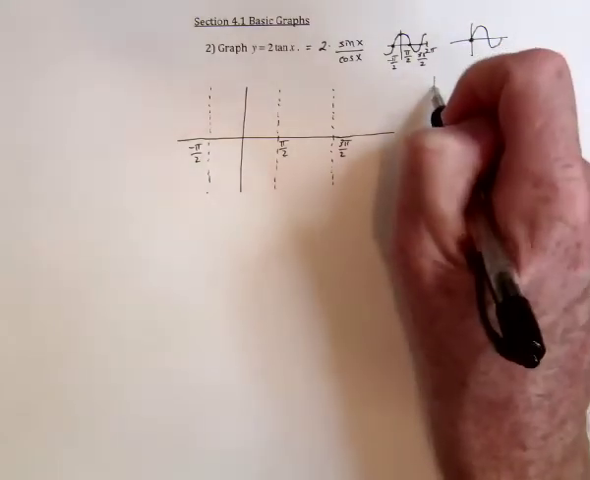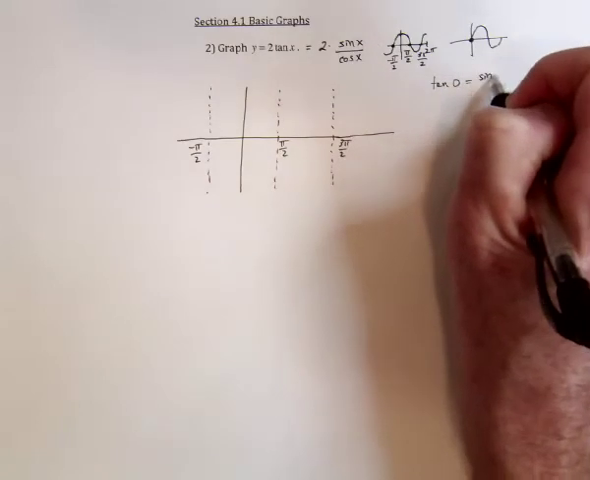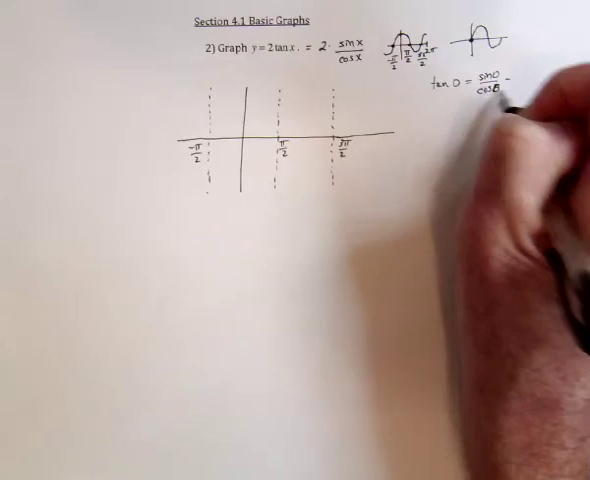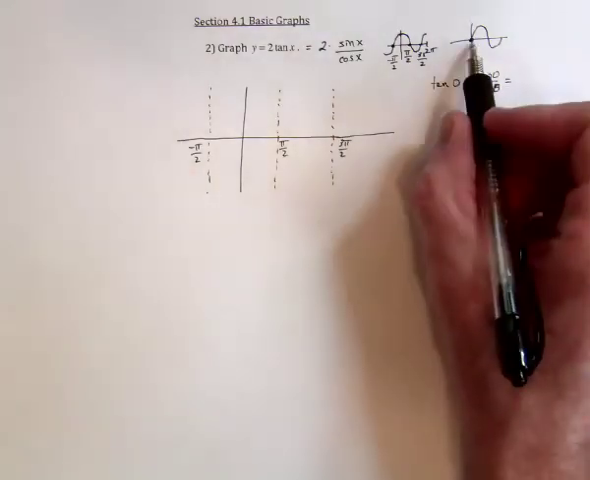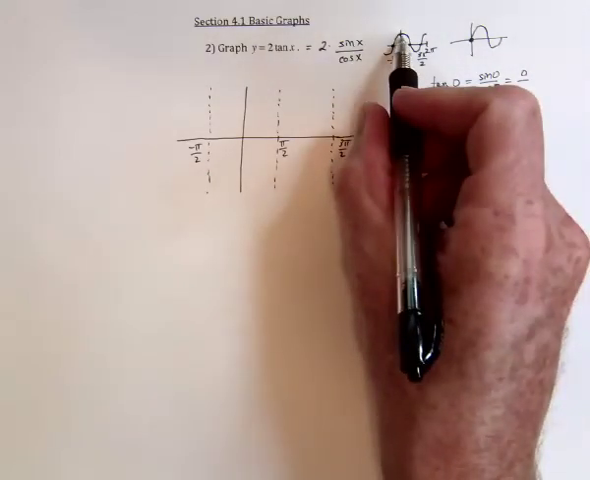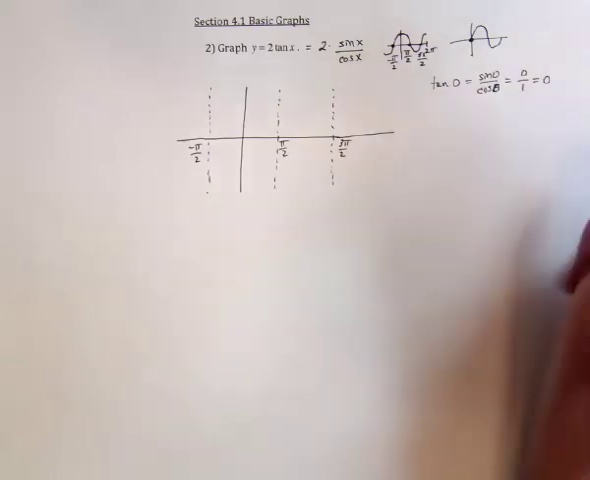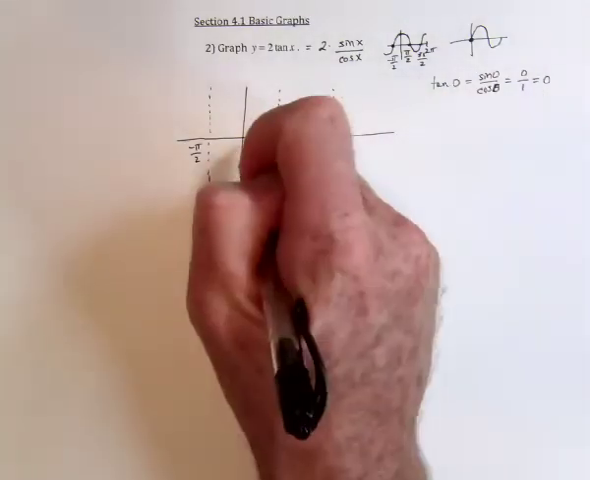So we'd have tangent of 0 is equal to sine of 0 divided by cosine of 0. And sine of 0 is 0. Cosine of 0 is this 1. So 0 divided by 1 is 0. So it's going through the origin, (0, 0).